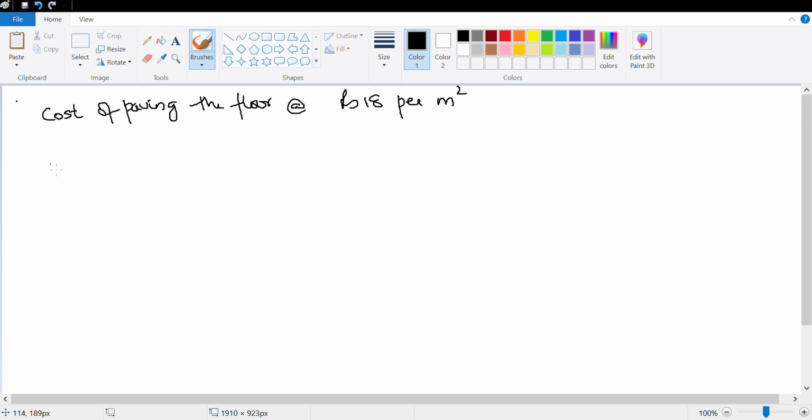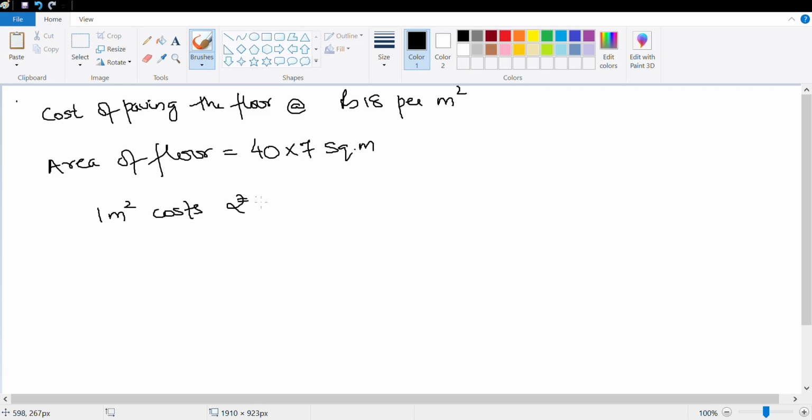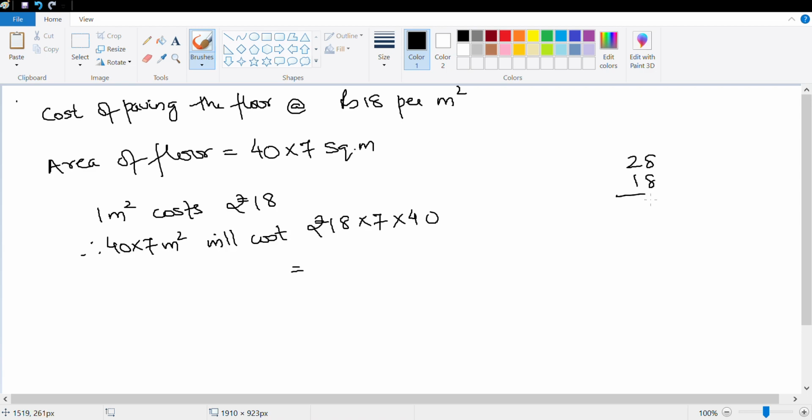That's the question, right? So area of floor is equal to length into breadth. In this case it was 40 multiplied by 7 square meter. 1 meter square costs rupees 18. Therefore 40 into 7 meter square will cost rupees 18 into 7 into 40, which is 280 into 18. Let's do the calculation. 8 into 8, that's 64. 16 plus 6, 22. So this is rupees 5040.